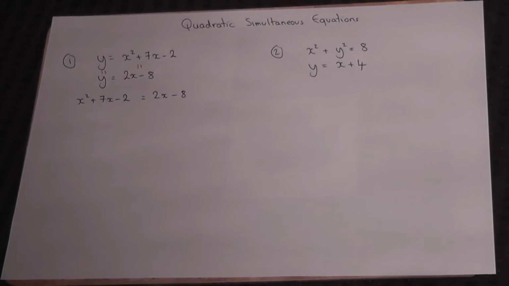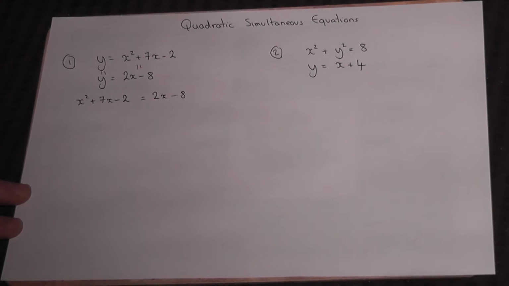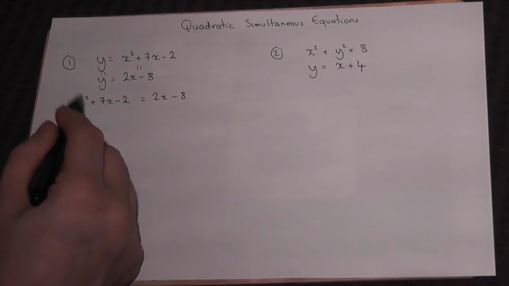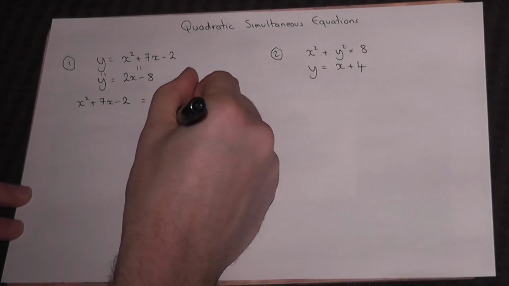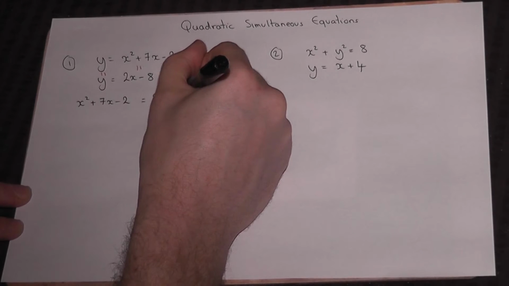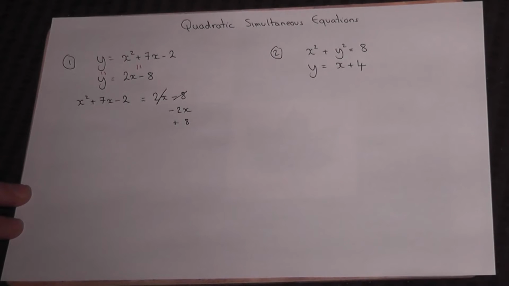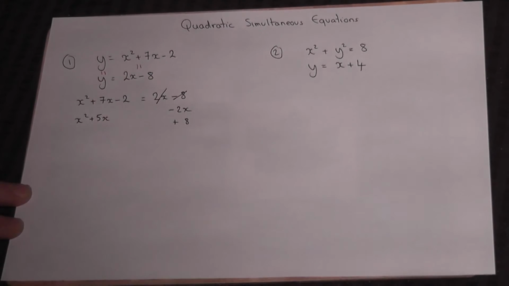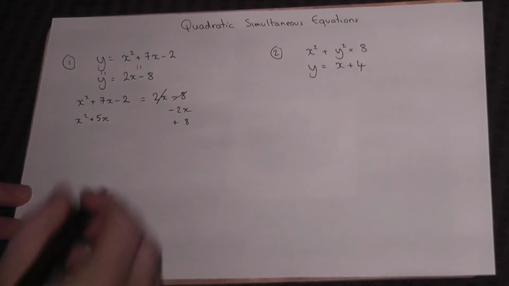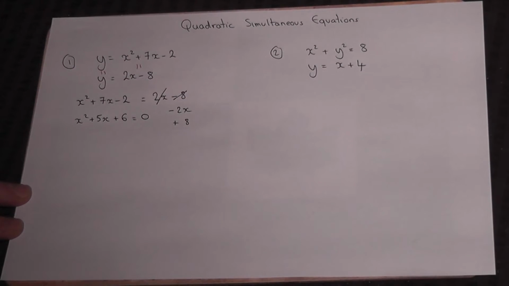Now to solve this sort of equation, you need to get all your terms to one side and have it equal to 0. Now the x squared term's on the left, so I want to get rid of the 2x by taking away 2x. And I want to get rid of the minus 8 by adding 8. But what I do to the right hand side, I must do to the left hand side. So if I take away 2x, I get a 5x, and if I add an 8, this becomes plus 6, and the right hand side is left as equaling 0.